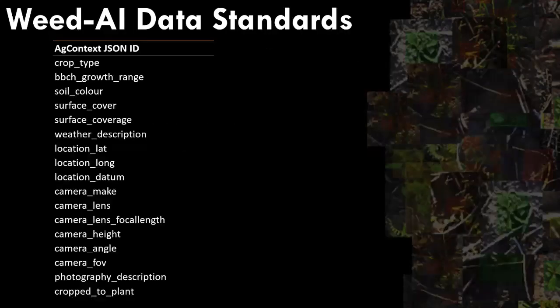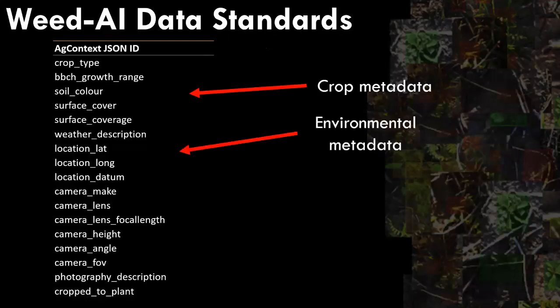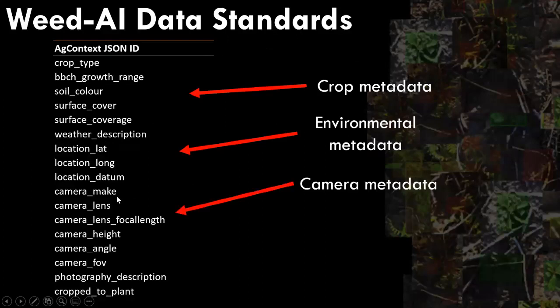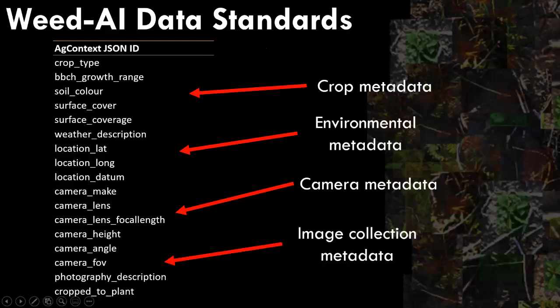These are the different standards that we report. So we've been through a little bit of these already. We've got the crop metadata, environmental metadata about the location and weather, the camera metadata, so things about the make, lens, focal length, height, angle, field of view, and photography description, and then also just broad image collection metadata too. So it's been cropped to a plant, in the case of, say, images that have been collected in a glasshouse, or things that have been cropped to that individual plant from a larger image. You can tick that box too.